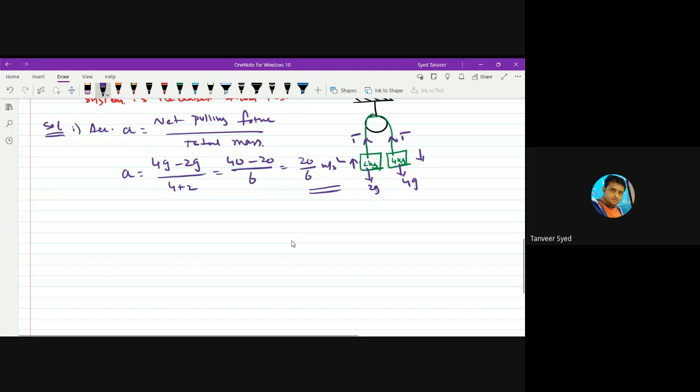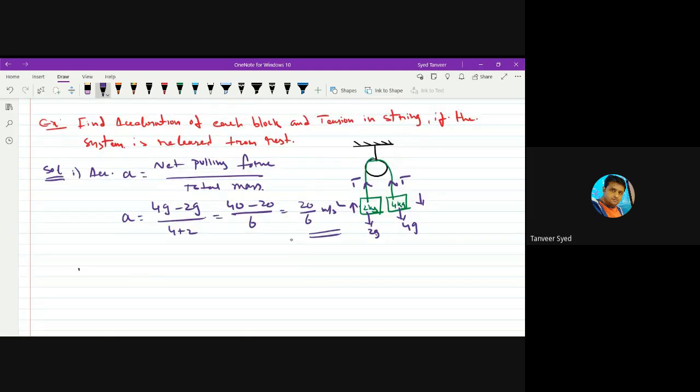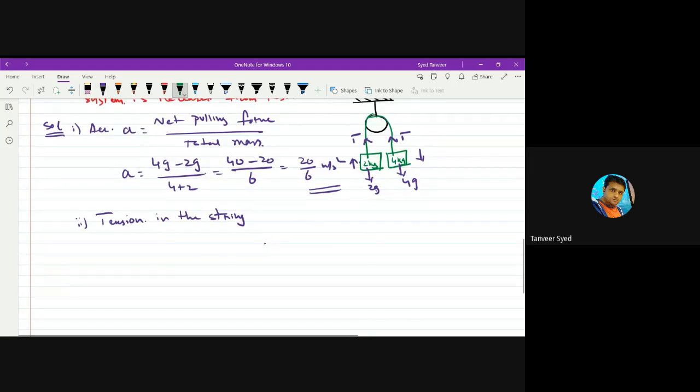Okay, fine. Now what about tension in the string? Sir, we can simplify that, sir. 20 by 6, you can do that. To find tension in the string, you take the block on which this tension is acting. Draw its free body diagram. This time I will take the 2 kg block. On the 2 kg block, tension is acting in the upward direction. Its weight 2g is acting in the downward direction, and its acceleration is upward.